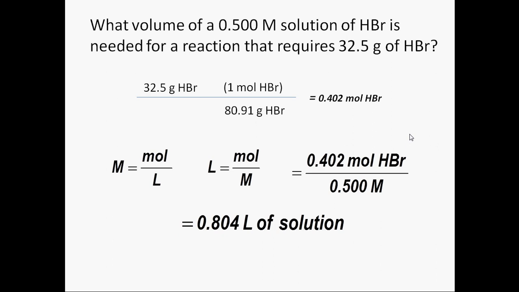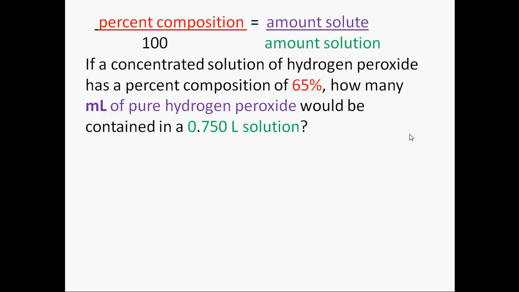Now we're going to try some percent composition. Now I know that I've got some hydrogen peroxide. It has a percent composition of 65%. Okay. I pour out 0.750 liters in total of solution, and I want to figure out how much just hydrogen peroxide, just the solute by itself, would I have poured out by doing so. Okay.